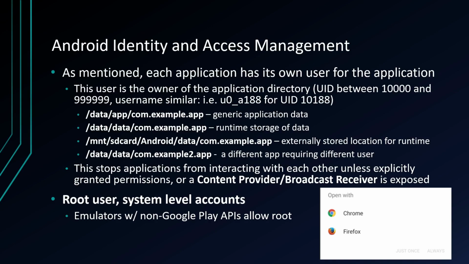Here are some examples of app storage directories. /data/app/com.example is general app data storage. /data/data/com.example.app is runtime storage.